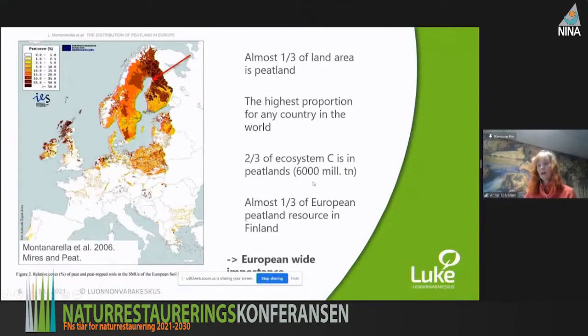And one reason why we have so many peatlands is that this is a very flat country where the peatland starts to develop in depressions, small depressions, and Norway is so topographically variable that there's not such a good opportunity for peatlands to be created even.